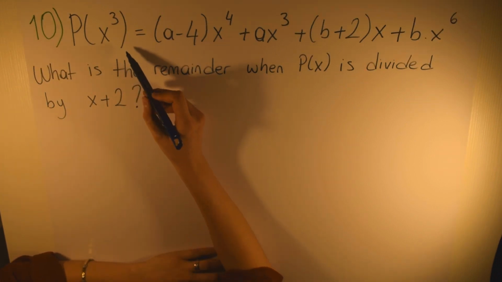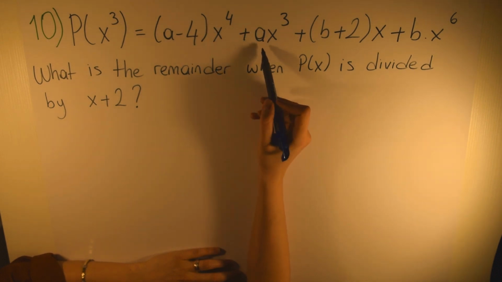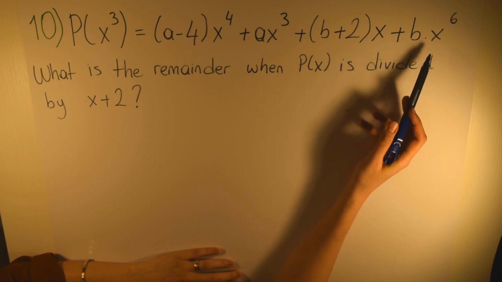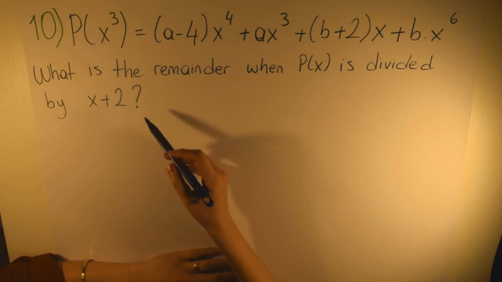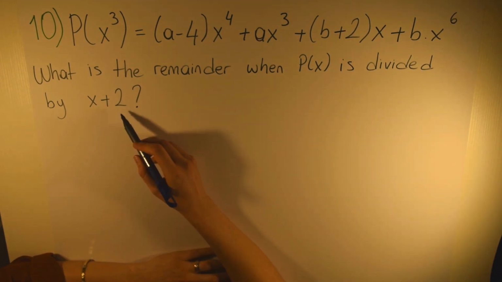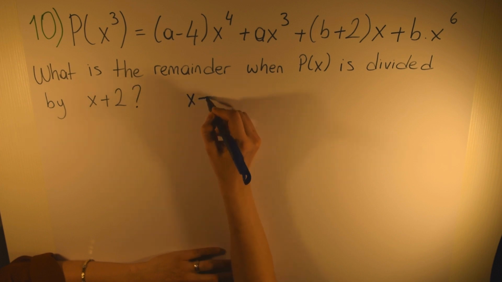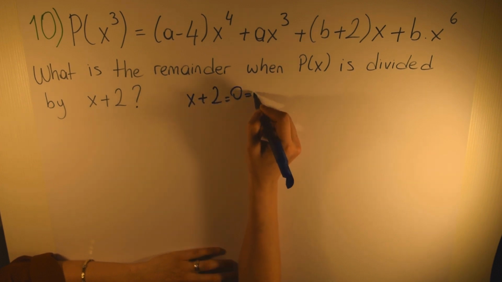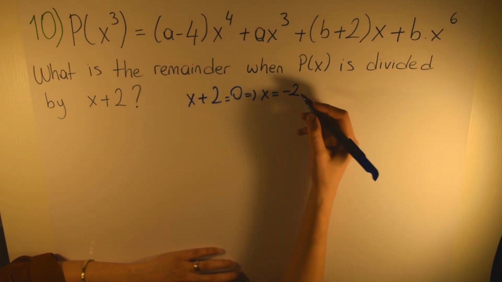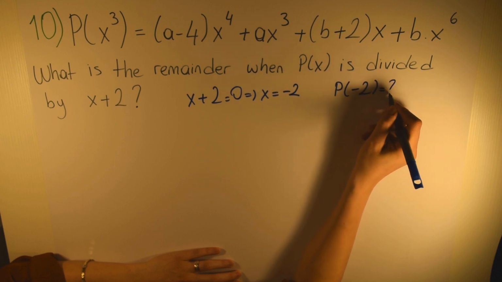P(x to the power of 3) is equal to (a minus 4) times x to the power of 4 plus a x to the power of 3 plus (b plus 2)x plus b times x to the power of 6. What is the remainder when P(x) is divided by x plus 2? So here, let's do this first thing. x plus 2 is equal to 0, so x is equal to minus 2. So we should find P(minus 2), right?